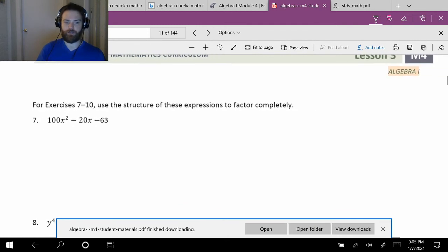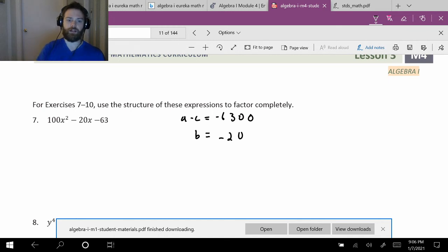For exercises 7 through 10, use the structure of these expressions to factor completely. So let's take a look at this, and we can see that it's going to be a nightmare. And we're going to hate ourselves for doing this, but we're going to do it: 100 times 63, negative 6,300. So a times c is negative 6,300. And then I look at my b term, which is negative 20. So I know that they're roughly close. So I know that 63 itself is divisible by 9.